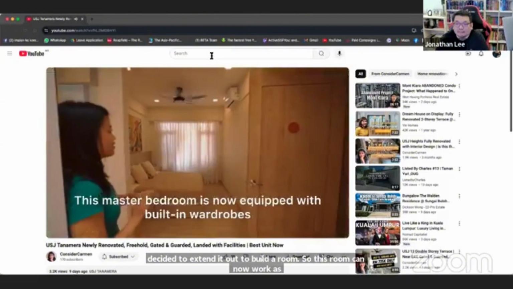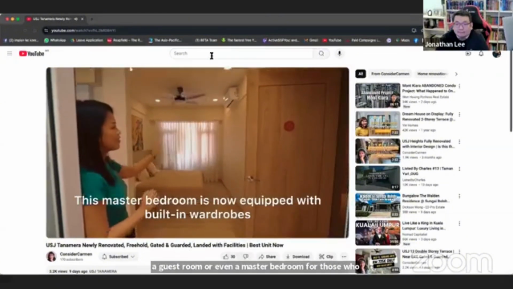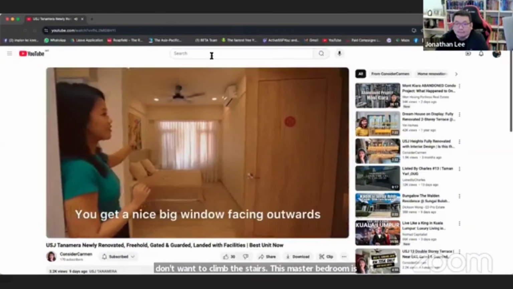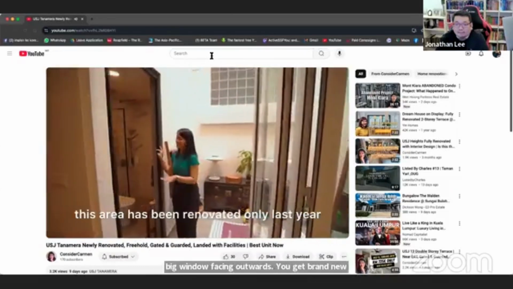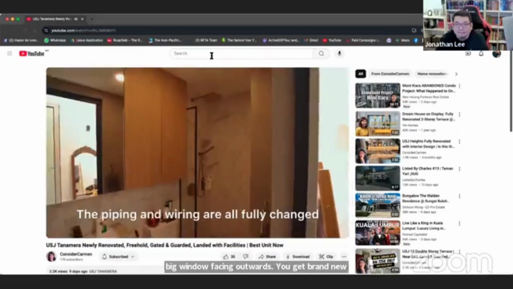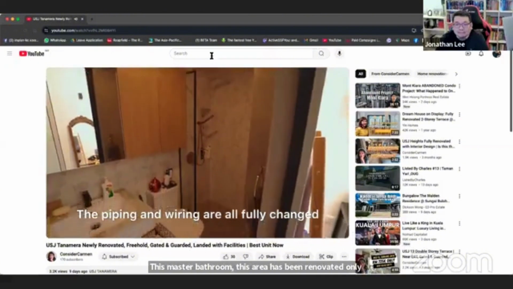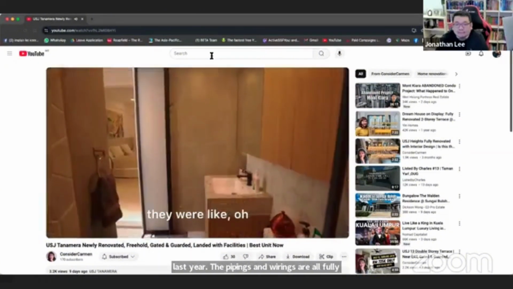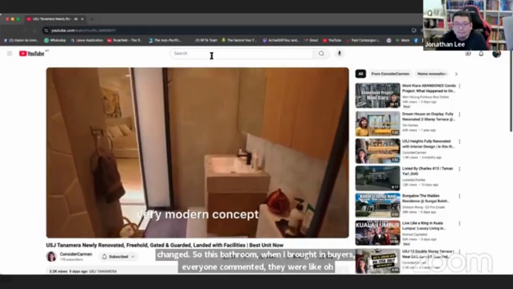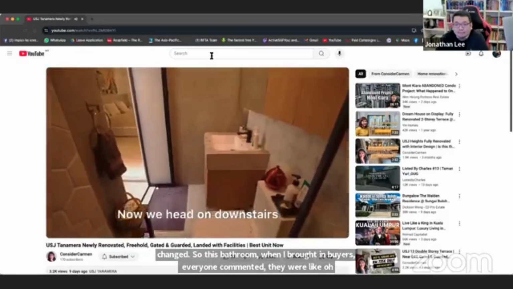This master bedroom is now equipped with built-in wardrobes. You get a nice big window facing outwards. You get brand new air cons. This master bathroom, this area has been renovated only last year. The pipings and wirings are all fully changed. So this bathroom, when I brought in buyers, everyone commented, they were like, oh, it's a very modern concept. We like it. Now we head on downstairs.